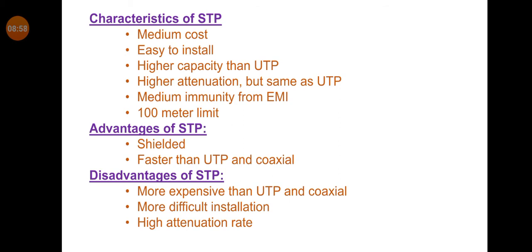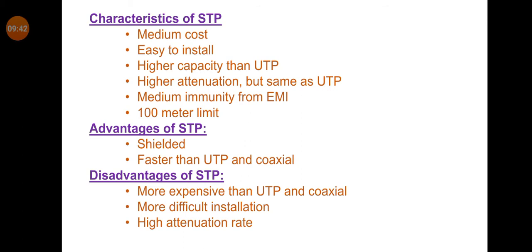Then the fourth characteristic is higher attenuation, same as UTP. So it also gets affected by attenuation, same as UTP. Then next is medium immunity from EMI. So it also gets affected by electromagnetic interference, but not as much as coaxial cable and UTP. Coaxial cable and UTP get more interference from electromagnetic signals, but it is medium. Then its distance is a 100 meter limit.